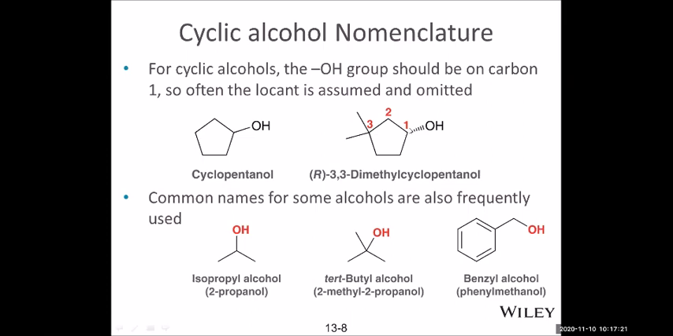So for example, this one's carbon number 1. We can number either clockwise or counterclockwise, the other way. And you can see the counterclockwise direction gives the 2-methyl group a lower number than the clockwise. So we number in the counterclockwise manner, starting from position 1 with the OH group.